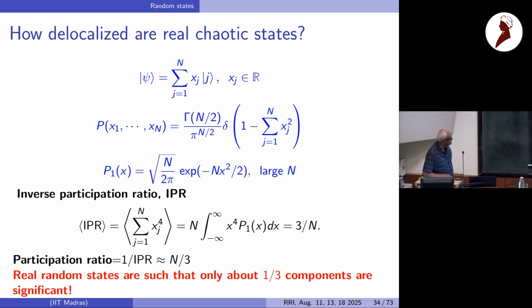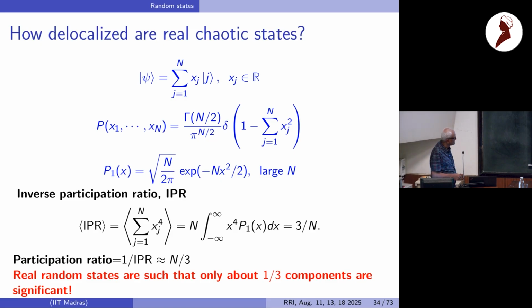So there are capital N of these, and each one of them is distributed according to this P1(x). So this is simply the integral of x to the power of 4. This can be easily done. So for large n, the inverse participation ratio is 3 over n.